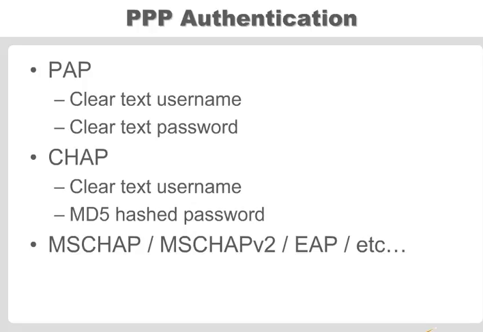PPP authentication, being able to set up some sort of credentials for the connection and authenticating the other side. Now, some of the different mechanisms that we have available, two most common being PAP and CHAP. PAP using a clear text username and password, CHAP getting into hashed information, not sending that password in clear text over the line. Now, there are also other possibilities as far as the command option for PPP authentication: MSCHAP, MSCHAP v2, EAP, the Extensible Authentication Protocol. However, PAP and CHAP are the two that are most common.